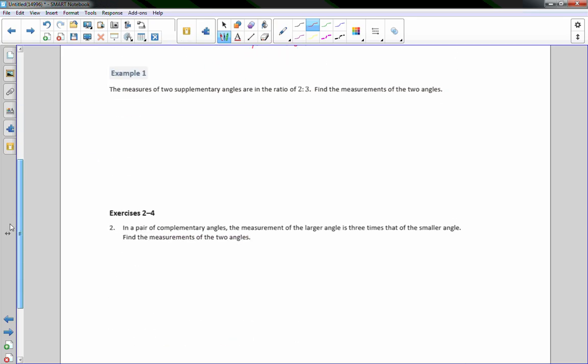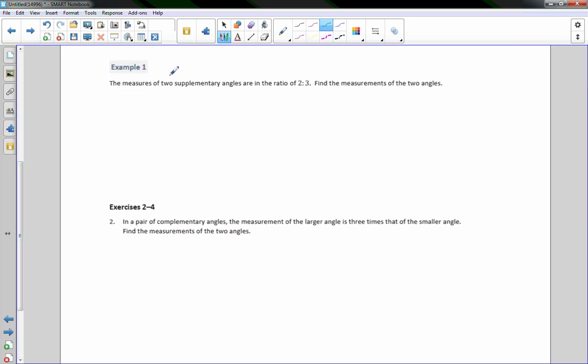Okay, example 1. The measurement of two supplementary angles are in the ratio of 2 to 3. Find the measurements of the two angles. So if I just drew a quick sketch of this, I had a straight line here, and then another ray coming off of that at this point, I have two adjacent angles that form a straight line. They're angles on a line. They're supplementary angles. And their ratio is 2 to 3. So I'd call this 2x and call this 3x. Whenever we have a ratio, we just put a variable times that ratio value. And that is our model.